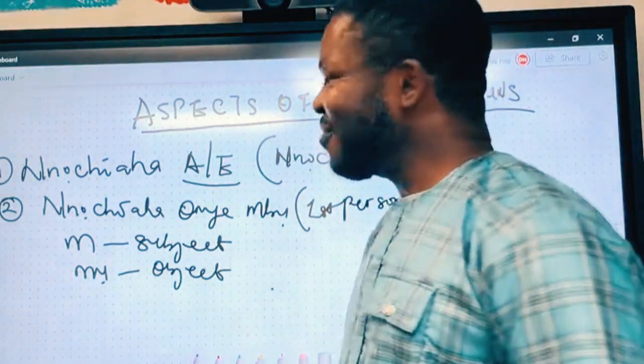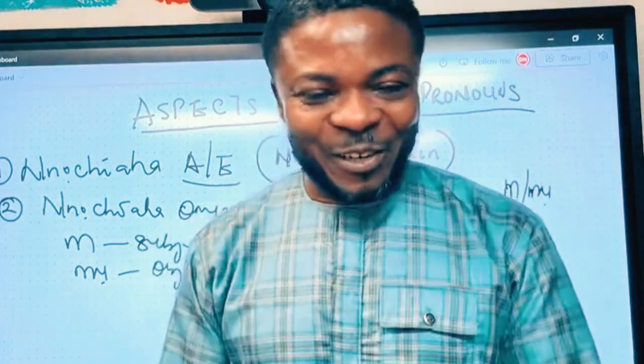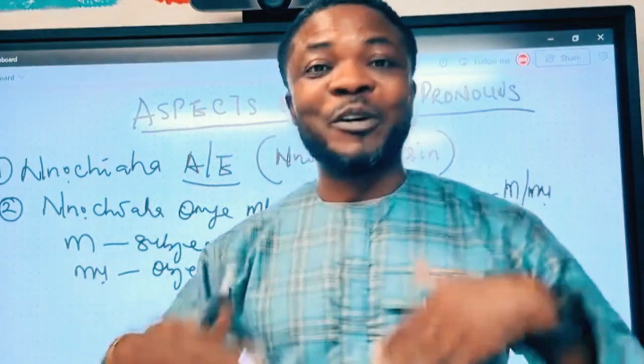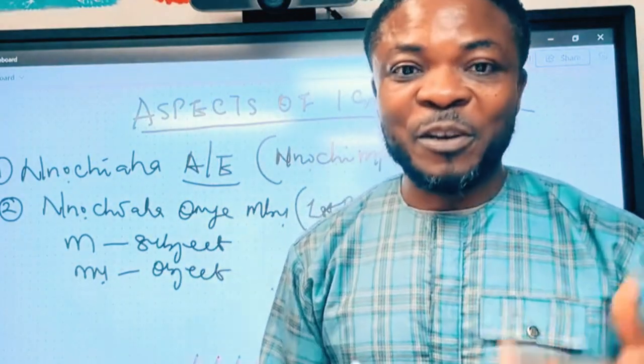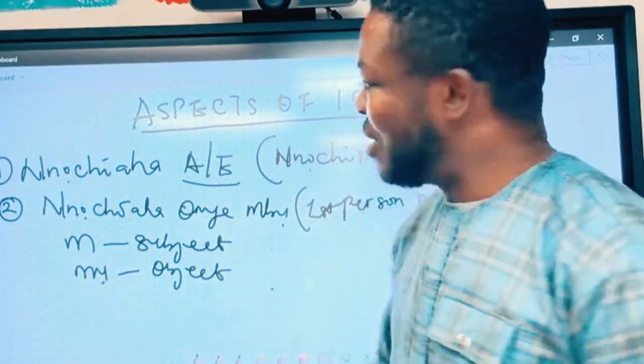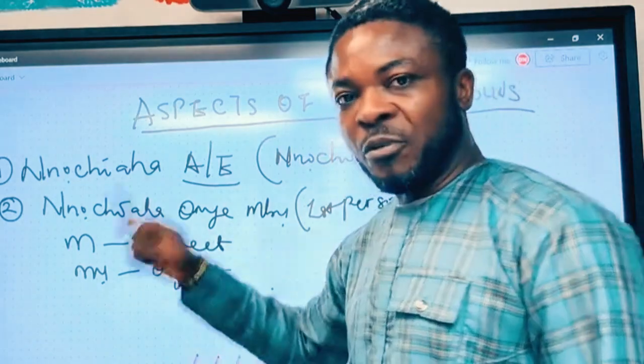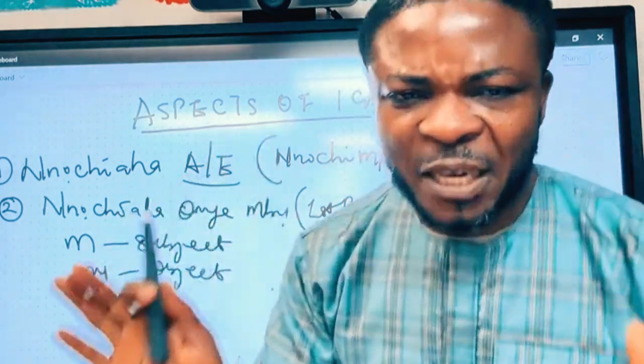So Nnọchiaha a na m mbụ, because we've been learning it. So nna m bụ Nnọchiaha onye mbụ. Okay, let's have that in mind.